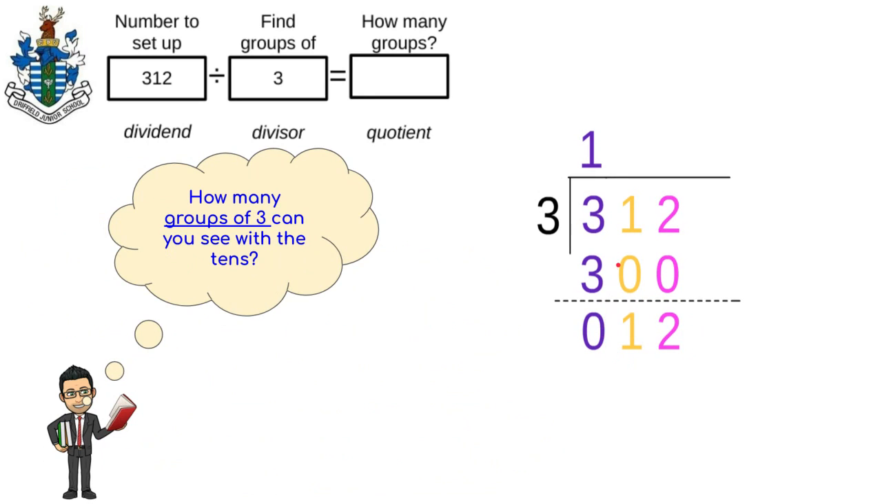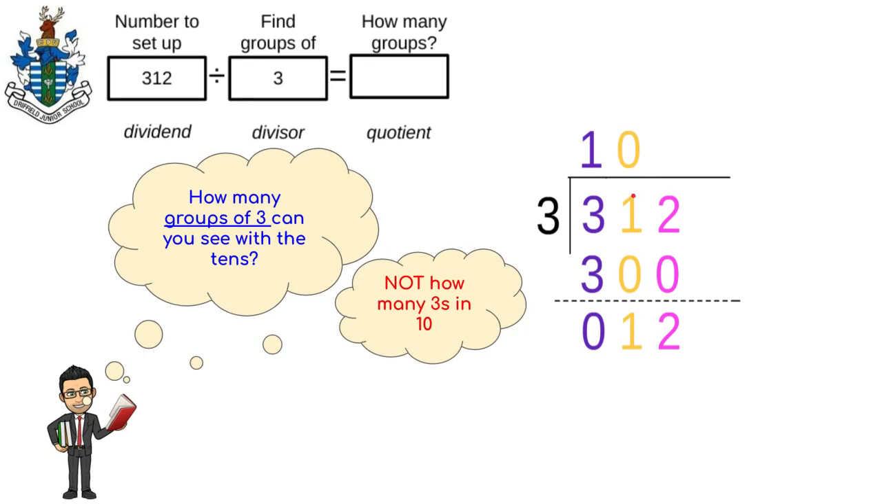We're looking in the tens. In the tens, how many groups of 3 tens are there? We're not saying how many 3s are there in 10. We're saying how many groups of 3 tens are there? We've only got 1 ten, so there are no groups of 3 tens. So we put a 0 at the top, and we've still got our 12 here. We can't do anything with that yet.